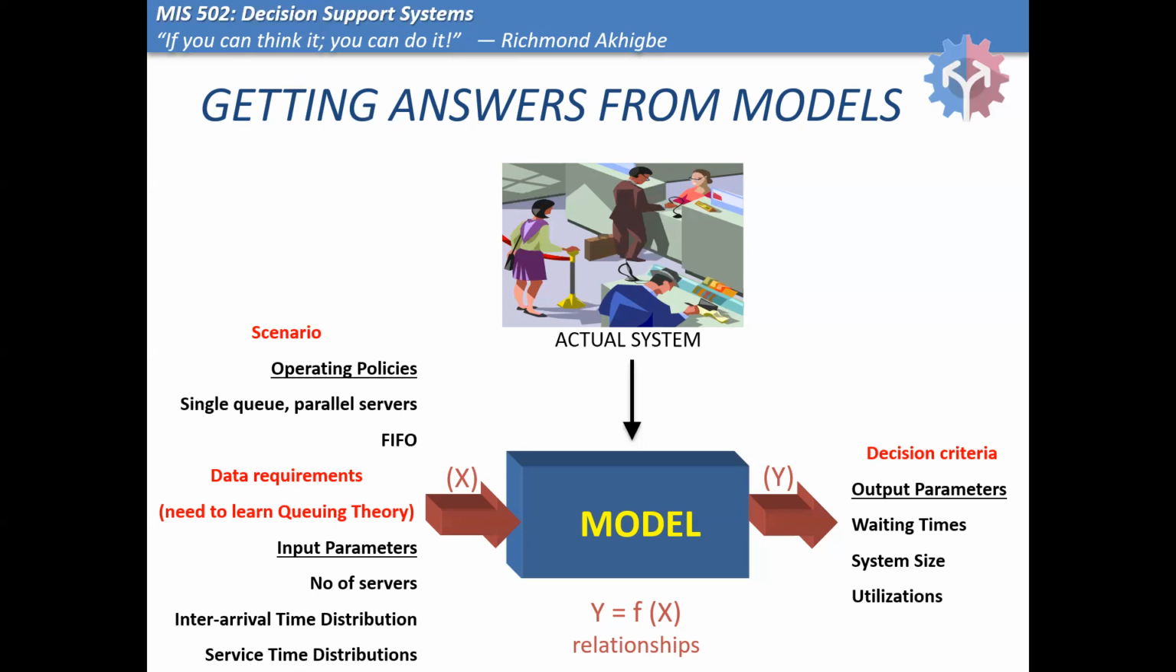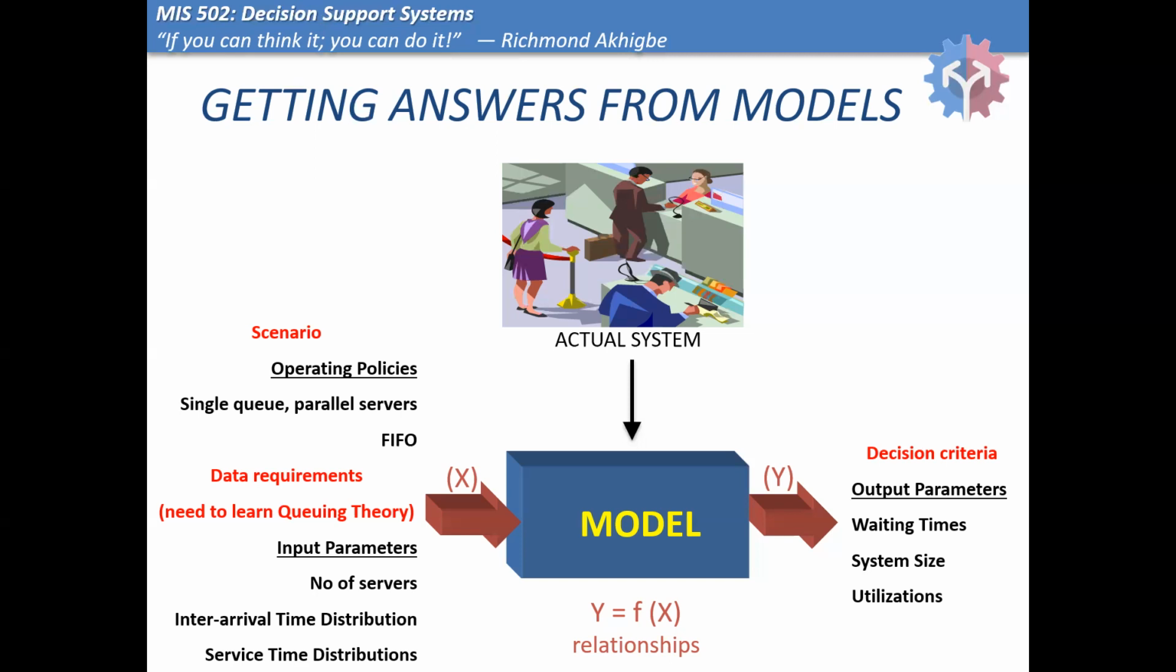Okay. So then you need to keep these things in mind: scenario and the decision criteria you have in mind. This part about data requirements can come later. Some of the things are obvious, of course, number of servers, but inter-arrival time and service time distribution, we can talk about later, at a later stage in our project. Okay, is that good enough?